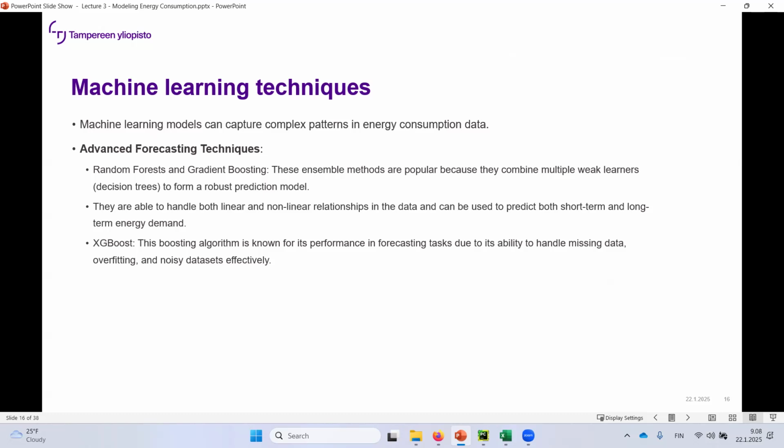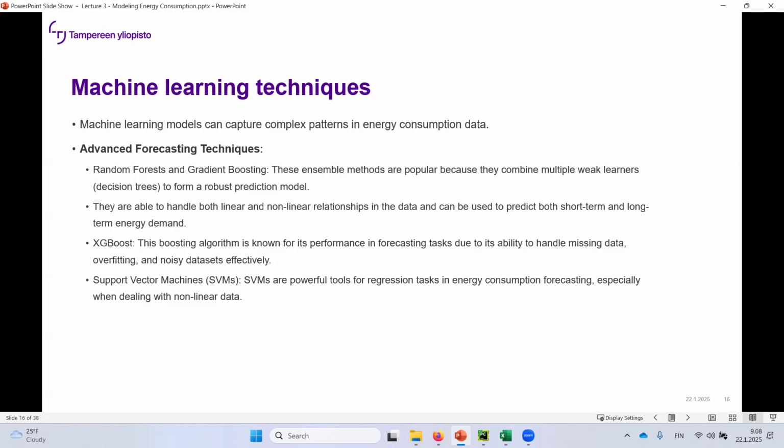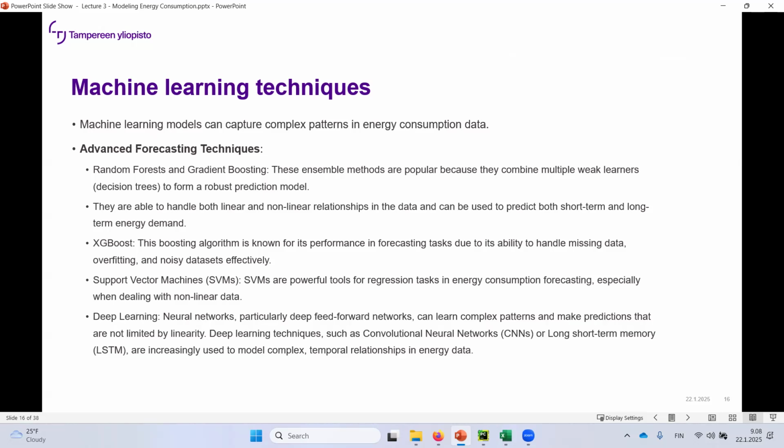So this is known for its performance in forecasting tasks due to its ability to handle missing data, and for example, overfitting noisy data sets effectively. Support vector machines, powerful tools for regression. And I might actually add a video link in here for you to see what that support vector machine does. But that's again a term that you might want to be familiar with. And again, this deep learning related to neural networks.